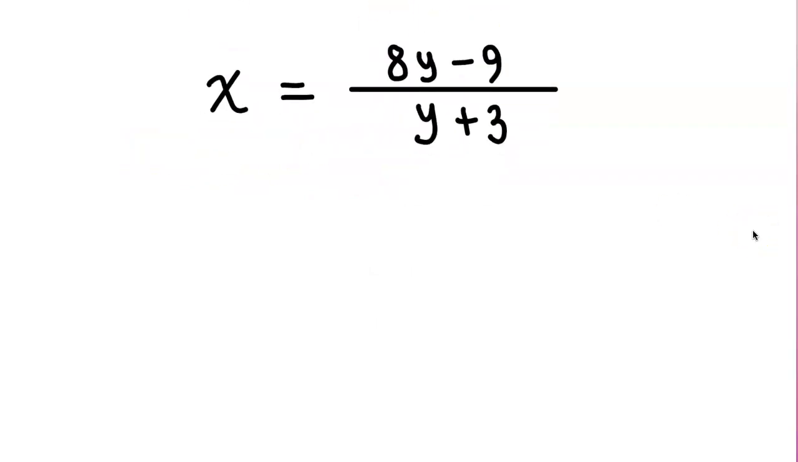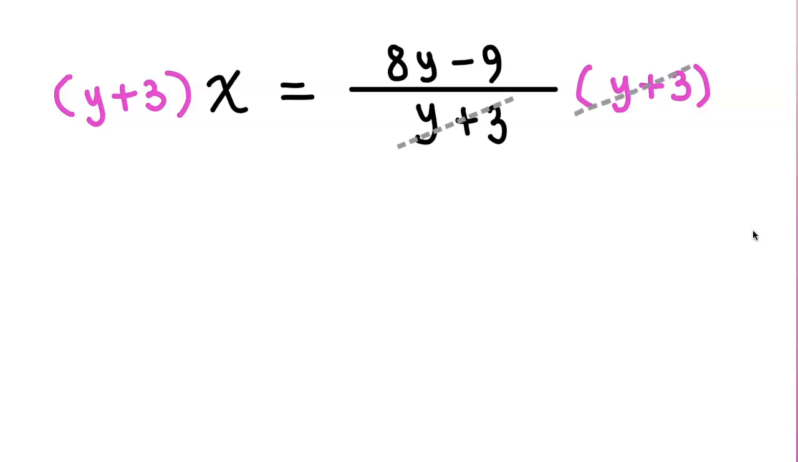Now, this is what we have to solve for y. Go ahead and multiply both sides by that denominator. See, if I multiply both sides by that denominator, we're not going to have a fraction anymore. Because look what will happen here. I can just cross out this y plus 3 and this y plus 3. Okay, so the right side of this equal sign is not a fraction anymore. It's going to be 8y minus 9.